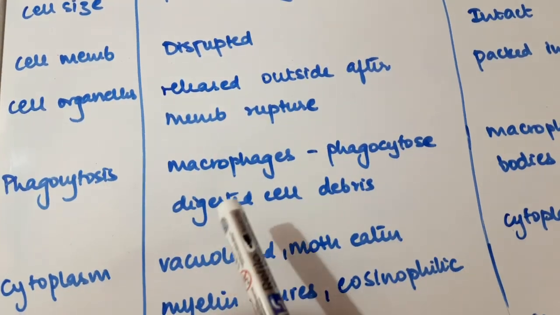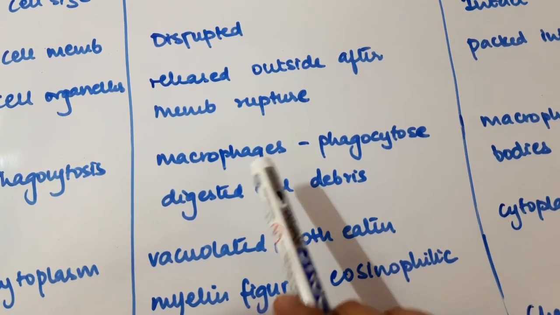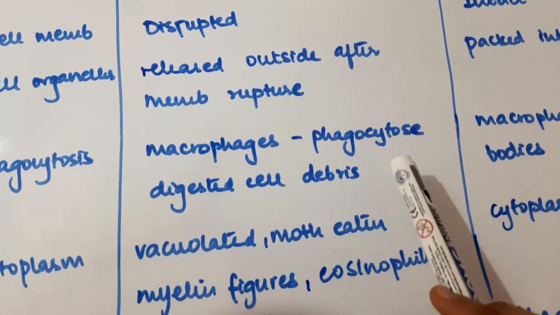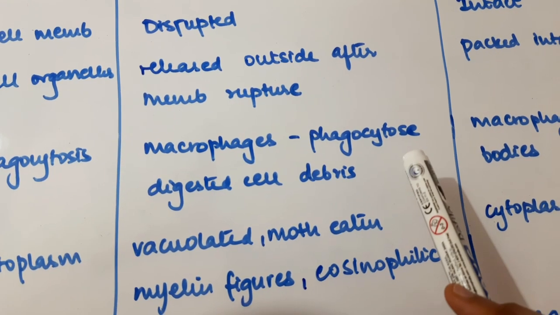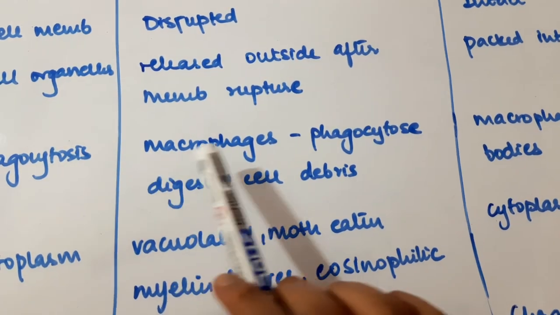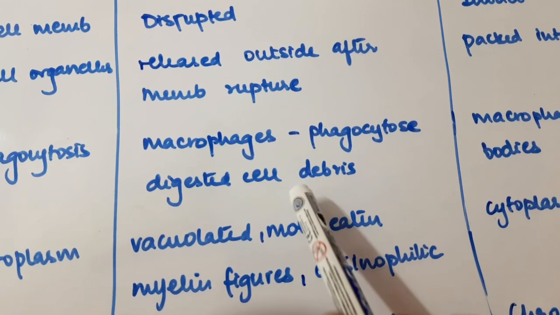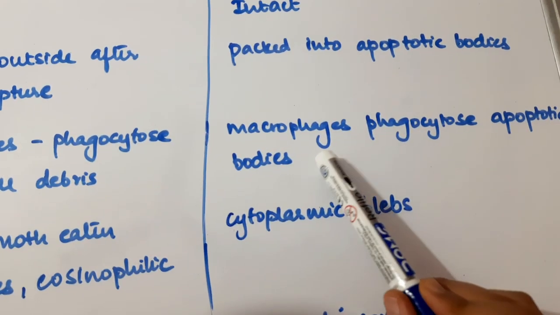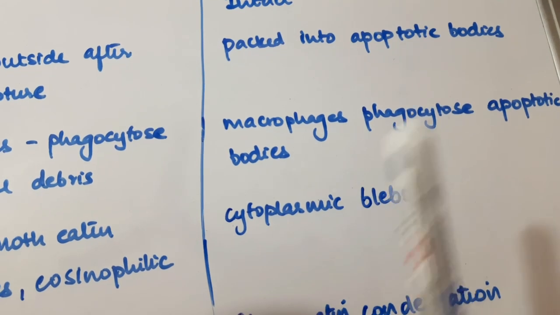Phagocytosis in case of necrosis is done by macrophages, and these macrophages will ingest the digested cell debris. So what will happen is, once the cells are digested by enzymes released from the lysosomes, macrophages will phagocytose these digested cell debris, remaining debris. Whereas in apoptosis, the macrophages will phagocytose apoptotic bodies, which are formed in apoptosis.